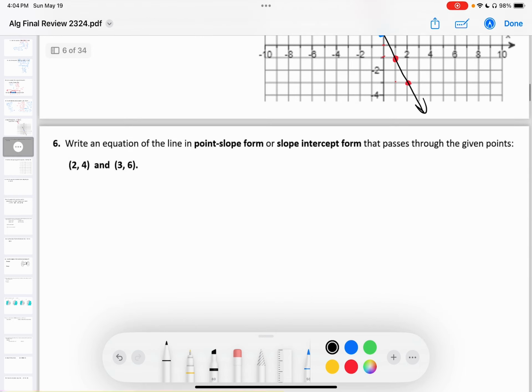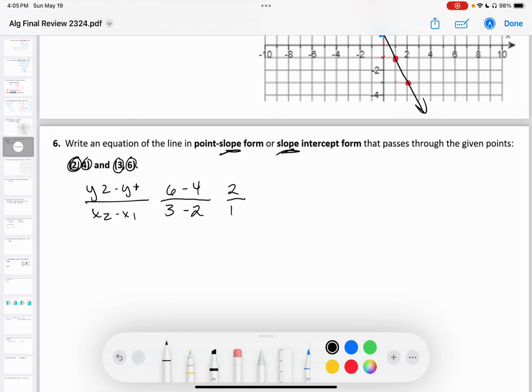Number 6, I can write an equation in point slope or slope intercept form that passes through the given points. Both of these, if you notice in the word, I've got the word slope, so I do need to find the slope of this thing first. So I'm going to do my y2 minus y1 over x2 minus x1 to find the slope. So I'm going to go 6 minus 4 over 3 minus 2. 6 minus 4 is 2. 3 minus 2 is 1. 2 over 1 is equal to 2. So that's my slope, or my m value.